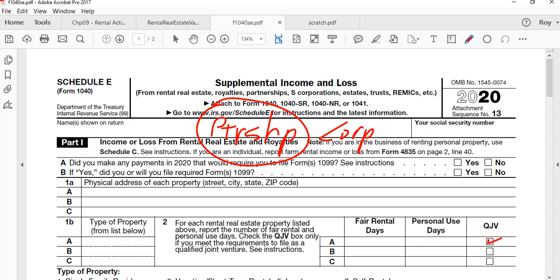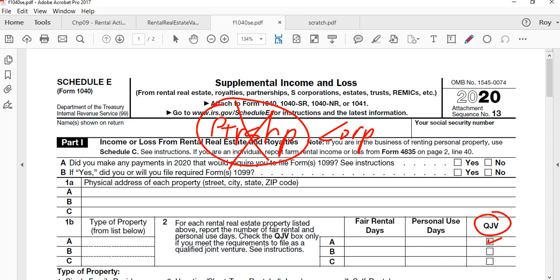And instead of preparing a partnership return, you can just report the whole thing on this Schedule E, assuming that, again, that married filing joint couple are the only owners and they materially participate in the management of the property. Just like typical landlords take care of everything, or they have the right or the power to hire people to take care of the property for them. Okay, so that's what they call a qualified joint venture.